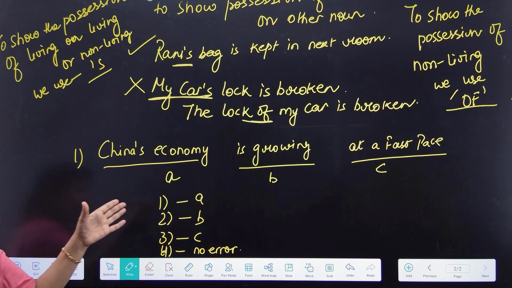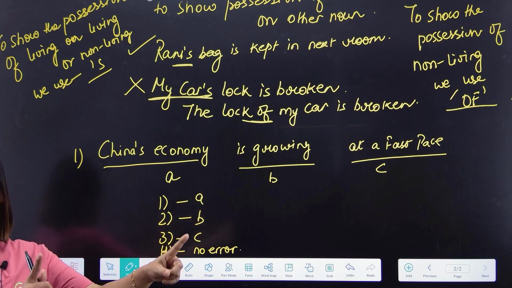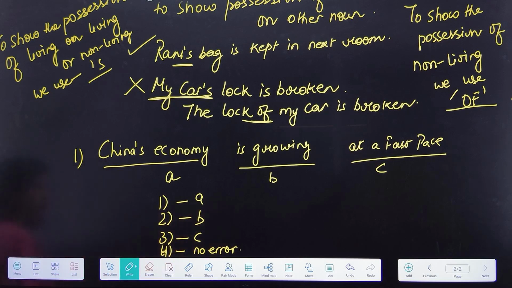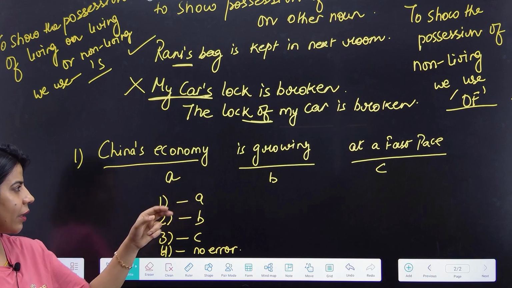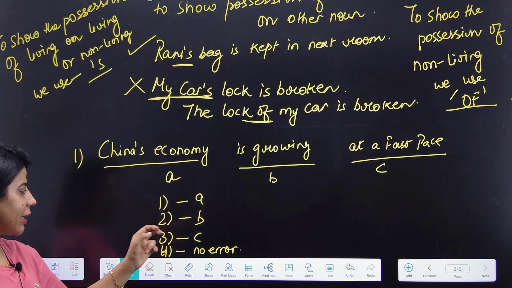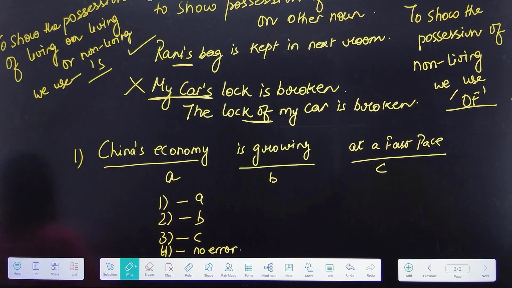So a sentence will be given to you in certain breaks, in certain parts, part A, part B, part C, and the options would be given to you. If you find or spot an error in A, click 1, in B, click 2, in C, click 3, and if you find no error, then click 4. What do you say? A, B, C, D.